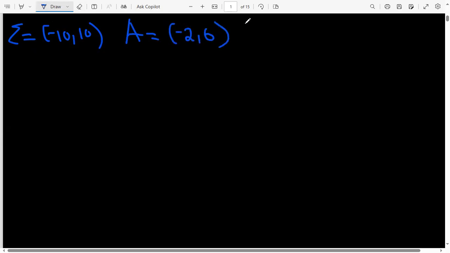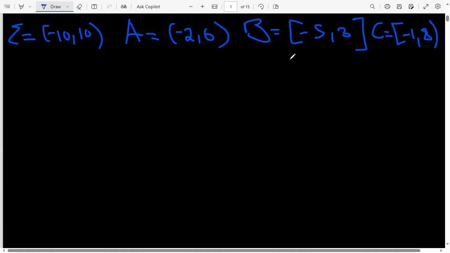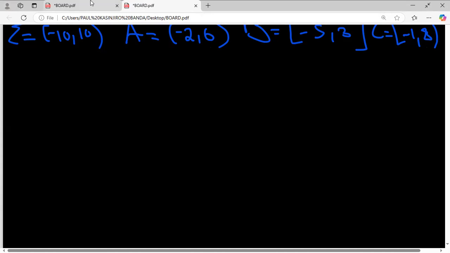And then the second one, let's first of all write the sets that we are going to use. We have the universal set, which is from -10 to 10. We should write the A first, right? We have the A, which is given by -2 to 6. And then we have the B, which is given by -5 to 3. And then we have the C, which is given by -1 to 8. So these are the 4 sets that we have, and we are going to use these to solve this question.